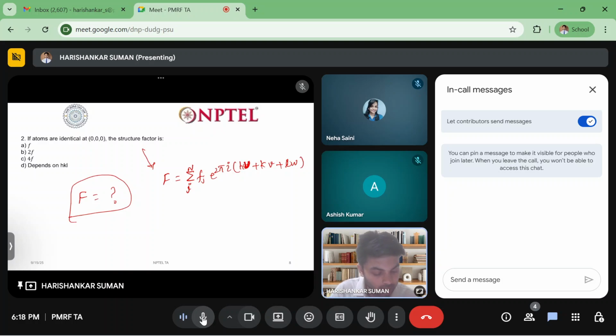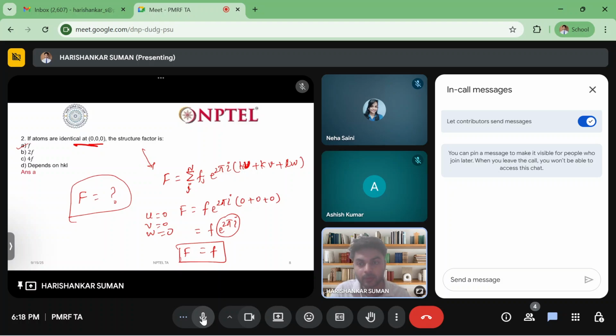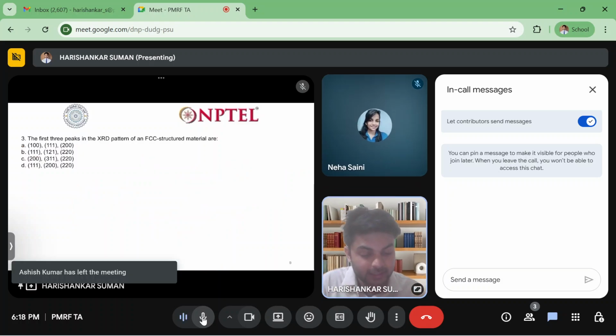Did you get your answer? Let's see. UVW is 0, 0, 0. Positions are given. So only the atoms are at that position. If we put 0, all things go to 0. Okay, let's see the next question.